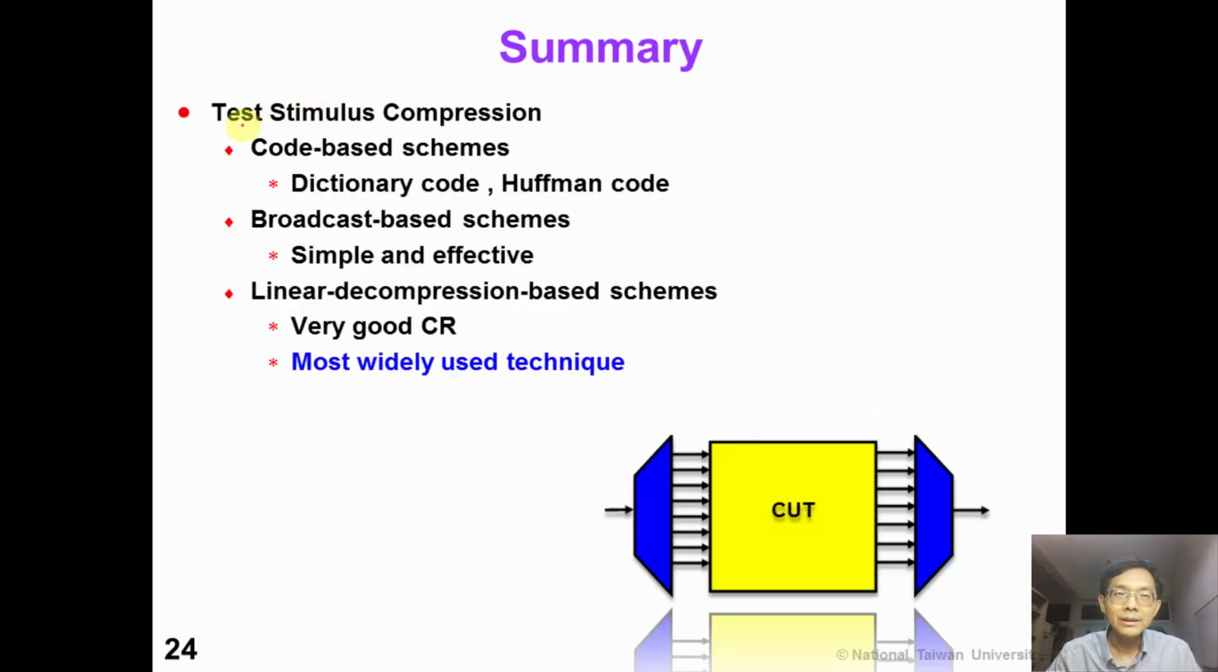In summary, in this video, we introduced several hardware test stimulus compression techniques. The first technique is the code-based scheme, including the dictionary code and the Huffman code. Unfortunately, they are not very useful in practice. The second technique is broadcast-based schemes. They are very simple and effective. However, it's hard to handle incompatible test patterns. The last one is the linear compressor-based scheme. They provide a very good compression ratio, and in fact, it is the most widely used technique in modern IC.